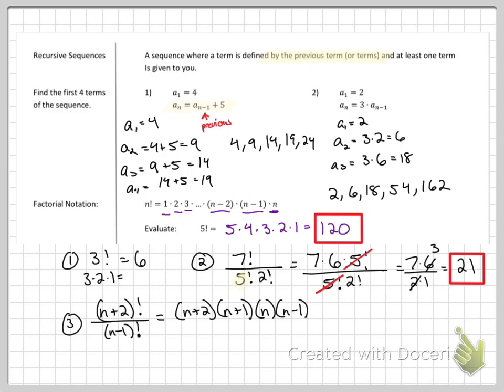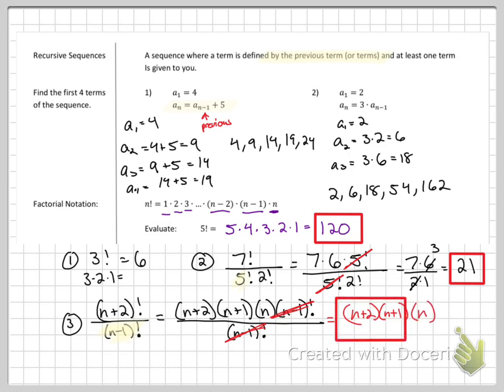I would keep going, but I've already hit the biggest one I see at the bottom. So I'm just going to put my factorial sign on the end of that. Since it's over n minus 1 factorial, those match and cross out. And the answer is just n plus 2 times n plus 1 times n. It is not necessary to expand that. This would be the answer. So I hope you found a place to copy those down, and that will help you with next class's assignment as well.